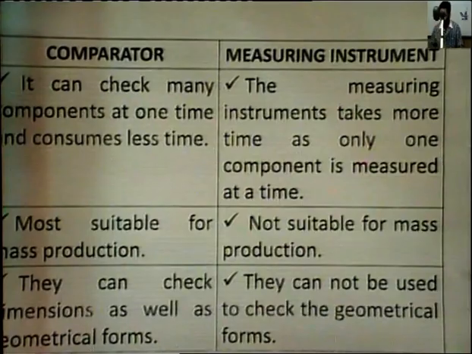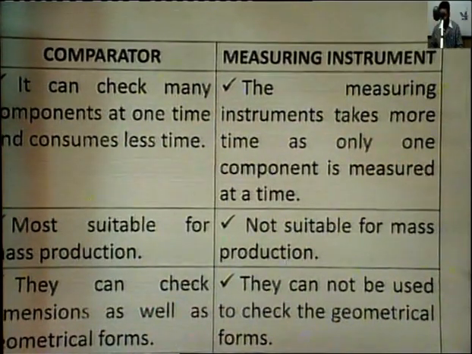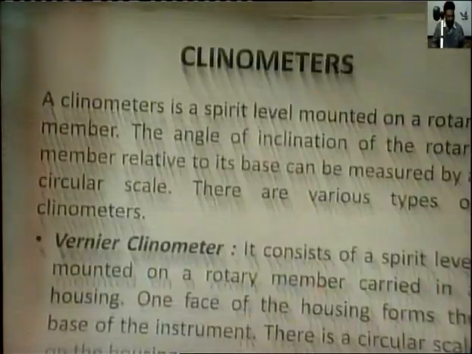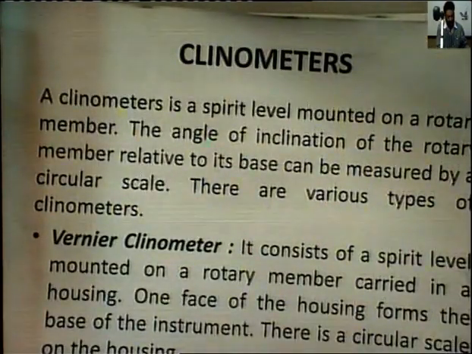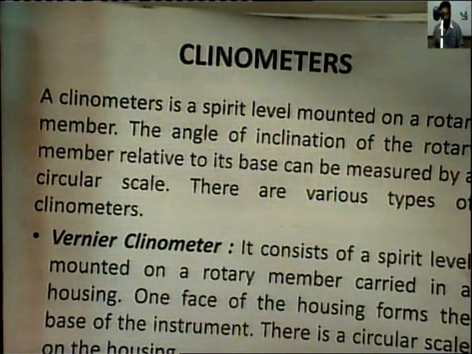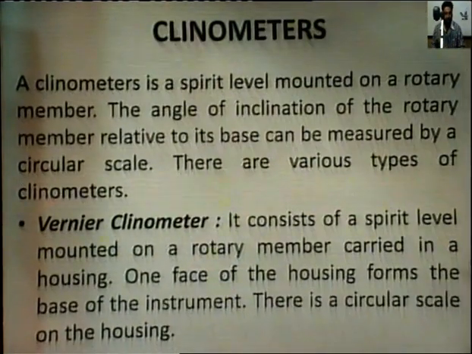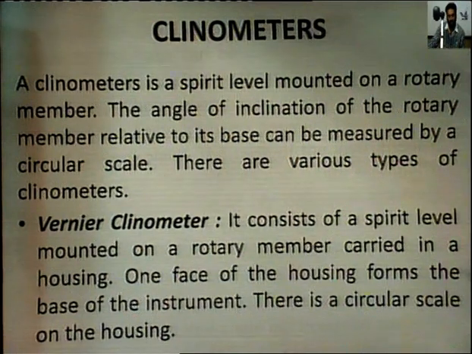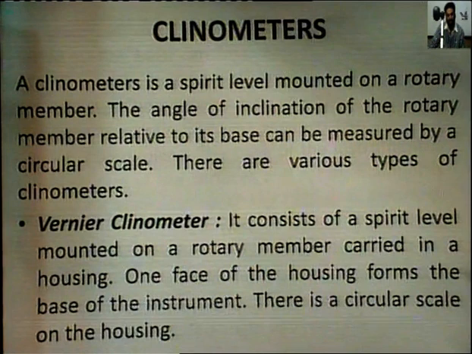So this is all about the comparator. Next is the clinometer. The next topic of today's lecture is the clinometer. So what is a clinometer? A clinometer is a spirit level mounted on a rotary member. The angle of inclination of the rotary member relative to its base can be measured by the circular scale.